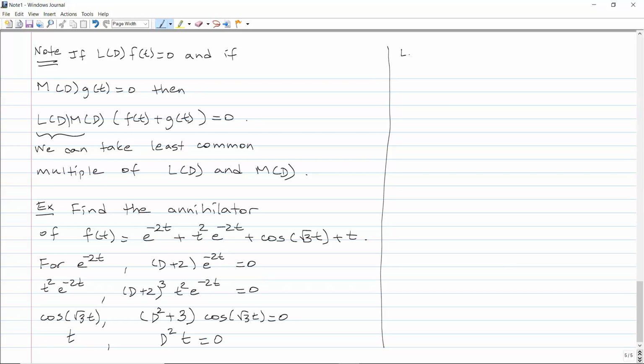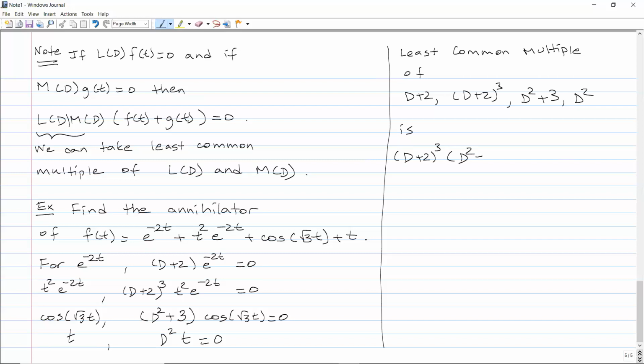Okay? So we need the least common multiple of D plus 2, (D plus 2) cubed, D squared plus 3, and D squared. If you multiply all of them, you have (D plus 2) to the 4, but you don't need the power 4. The power 3 works. So when you apply the power 3 to the function e to the minus 2t, the first D plus 2 is going to kill it anyhow. So the other powers of D plus 2 will still give you 0. And when you apply it to t squared e to the minus 2t, you get 0. And the others will kill the other functions. So this is the annihilator.